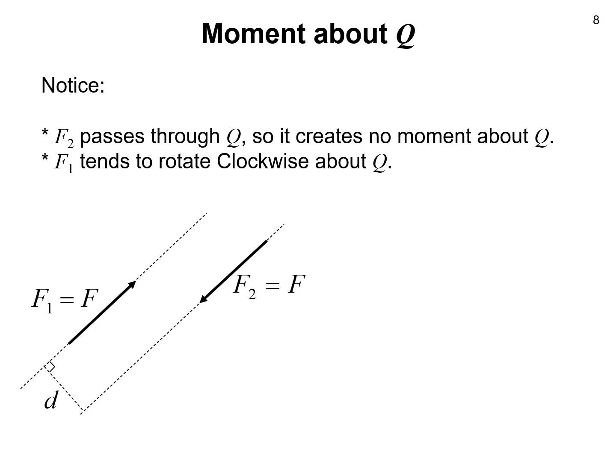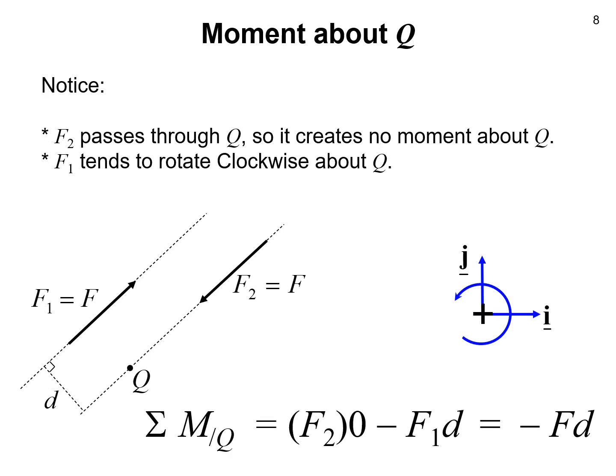If I now do the same experiment about the point Q, with the same convention for positive, I see that it's now the vector F2 that passes through the point Q, and it causes 0 moment about Q. The vector F1 causes a clockwise moment about Q, which is why, again, there's a negative. With F1 equaling F, the final sum of the moments about Q is negative F times d, the same as we had before.